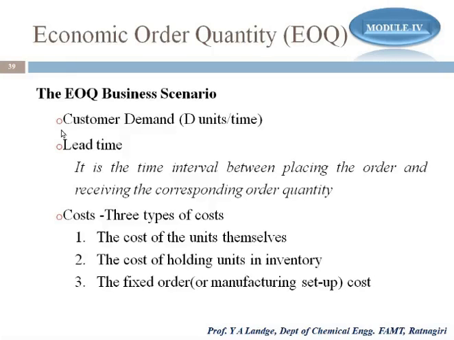So we denote D for the demand of the customer. There is a lead time, the time interval between placing the order and receiving the corresponding order. And there are three types of cost, which are called the unit cost, holding cost, and the fixed order cost.